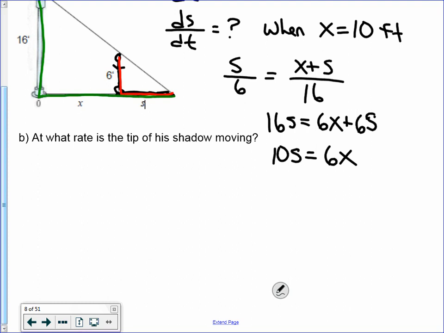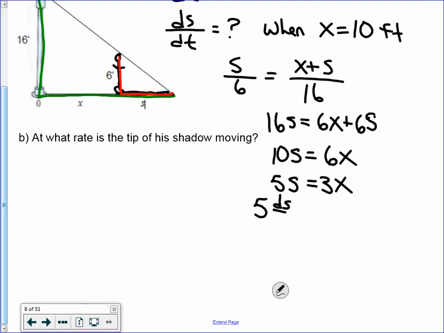You want to divide each side by 2, clean it up a little more? Maybe make it as simple as possible. It's always good, before you start taking derivatives, if you simplify. So if we divide both sides by 2, we know that 5s equals 3x. Okay, that's a good equation. What do you think we're going to have to do now? Derivative with respect to t. So what do we get on the left side of the equation?